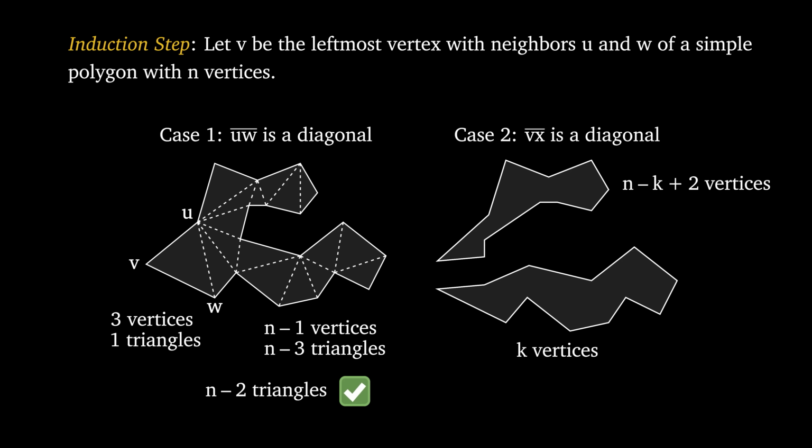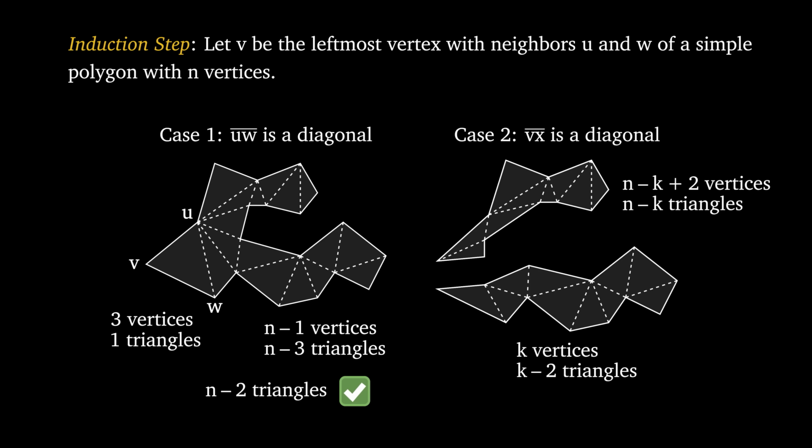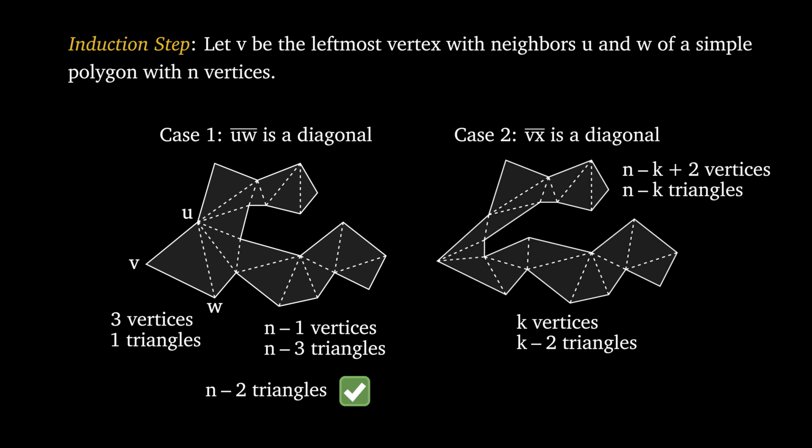By the induction hypothesis, we can now triangulate the bottom polygon using k minus 2 many triangles and the other one using n minus k many triangles. Hence we obtain a triangulation of the whole polygon into n minus 2 many triangles.